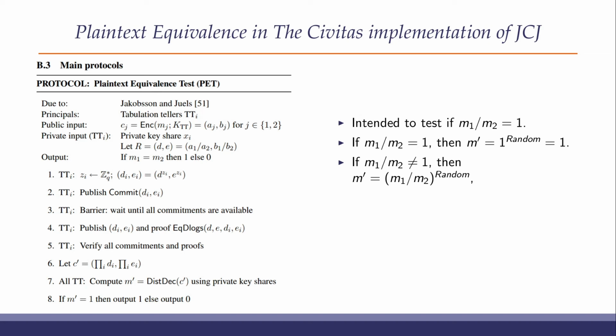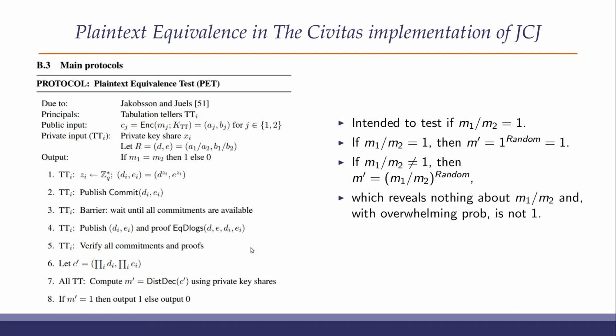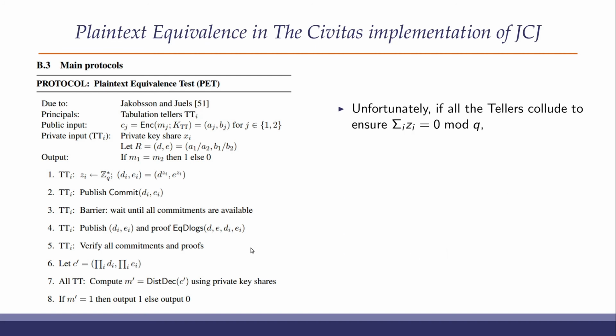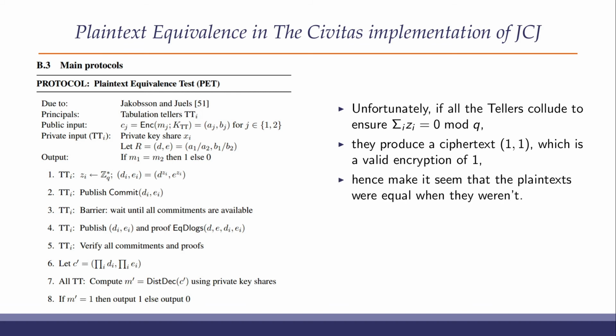If it does add up to 0, then they're going to be able to get a ciphertext, a trivial ciphertext that is just the pair (1, 1), which is in fact a perfectly valid ElGamal encryption of 1, and they're going to be able to make it look like two plaintexts were equal when they were not. It's really easy to check once you notice that you have to check. You just have to check that this particular ciphertext is not present, and it follows that that collusion did not happen. But this check was absent from the specification and the implementation in Civitas.